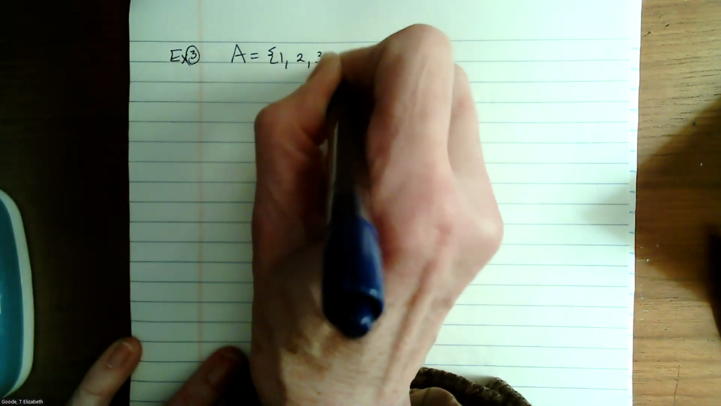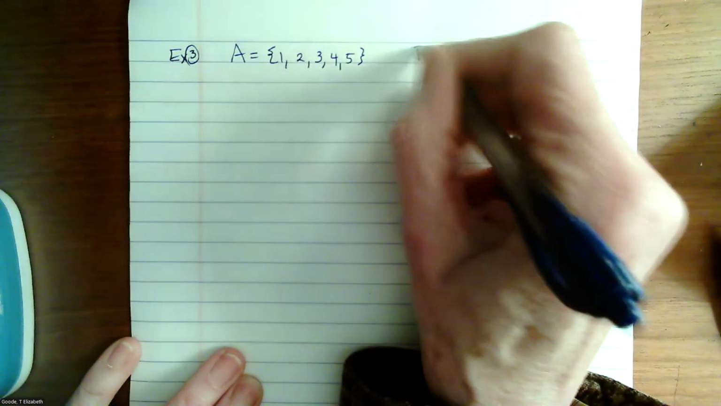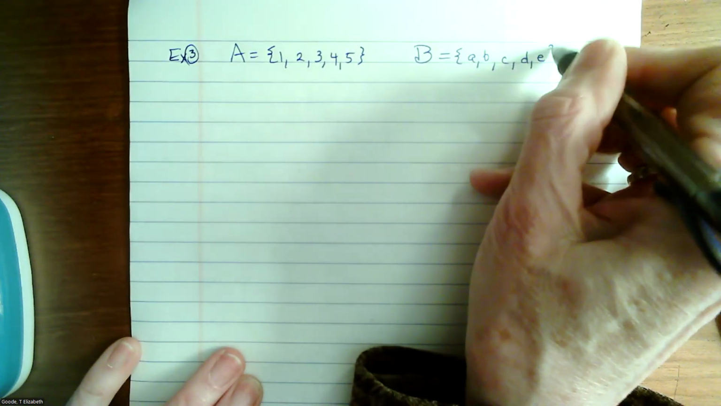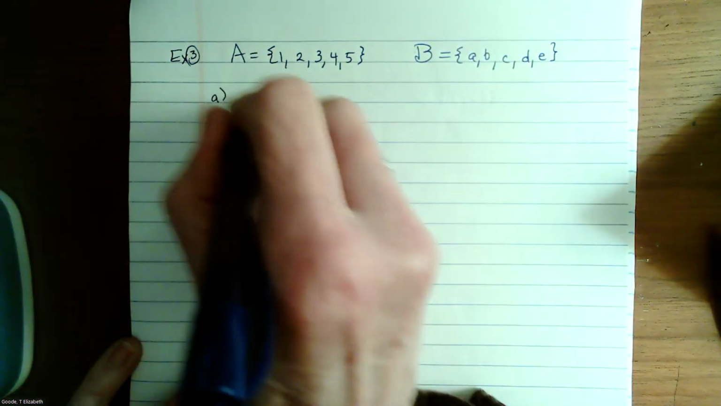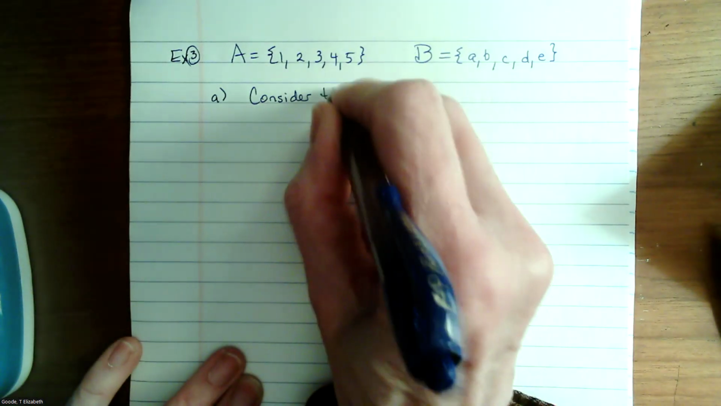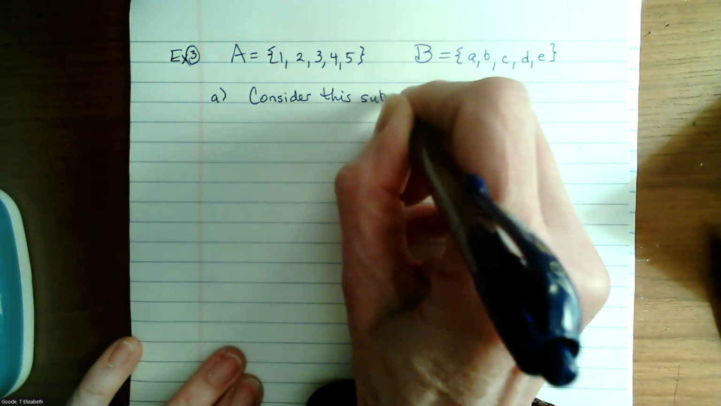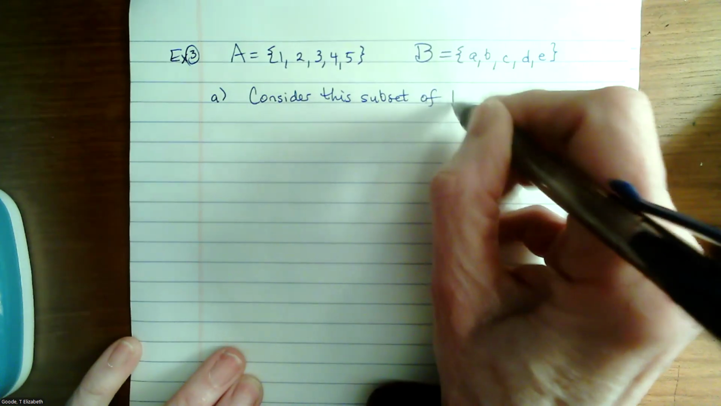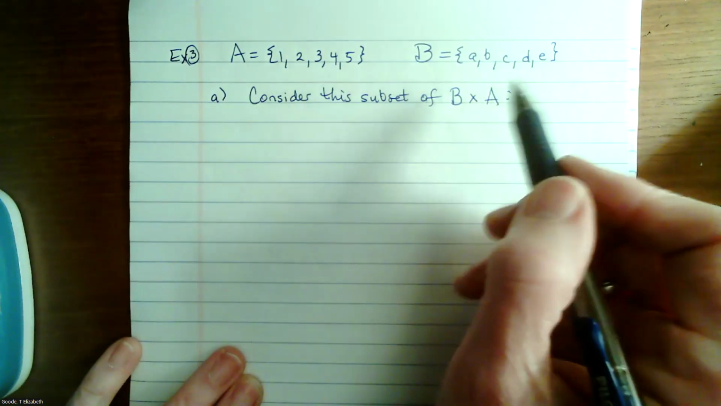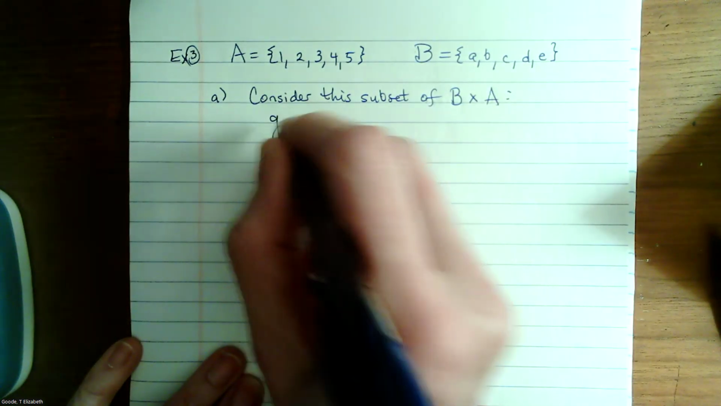So in example 3, like I said, we can use the same A and B. A is 1, 2, 3, 4, and 5. It's nice and simple. B is the set containing little a, little b, little c, little d, and little e. And now it's the same setup. Consider this subset of B cross A. So I'm trying to mix it up a little bit. It's a subset of B cross A, because once we have 2 sets, we can play the function game in either direction. We're going to call it G.